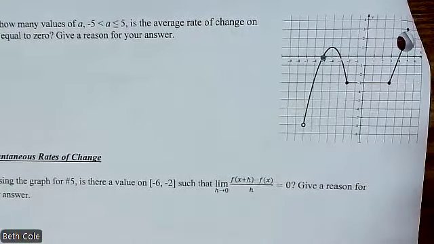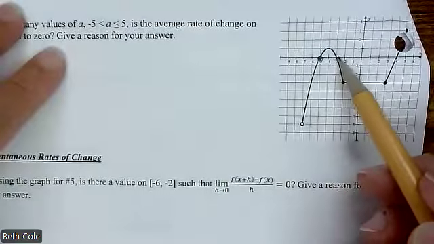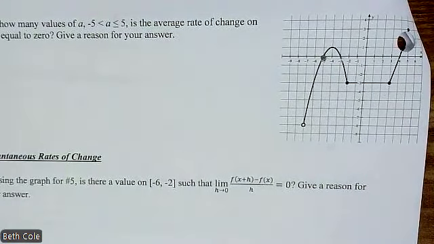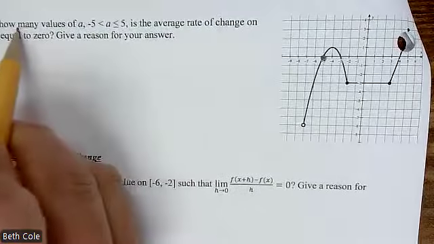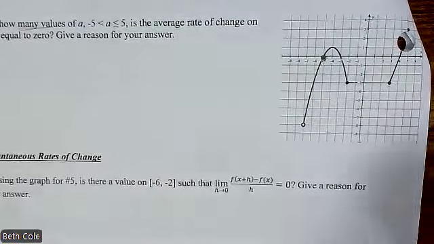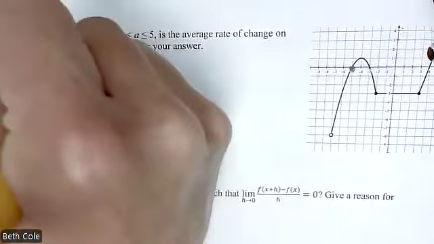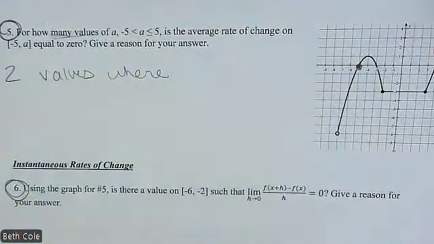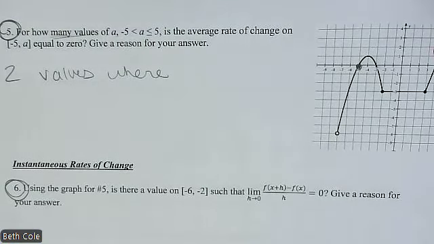And which 2 are they? Yeah, this one and this one. Now you can write those out if you want, but it didn't ask you for what the answers are, just how many answers are there. So there are 2 values where slope is 0. And this is going to look similar to that other one we did where we didn't actually really do anything.